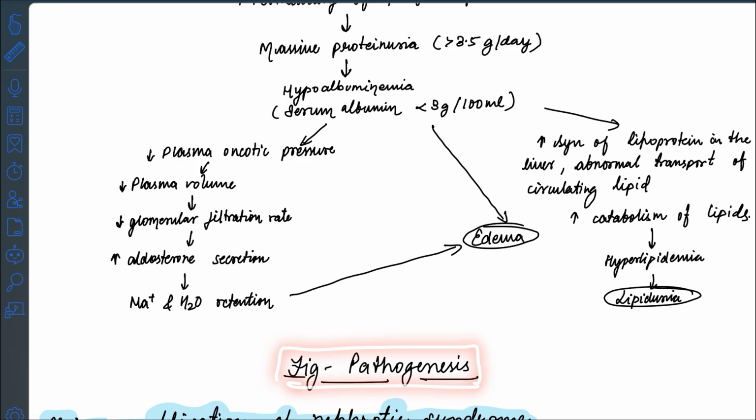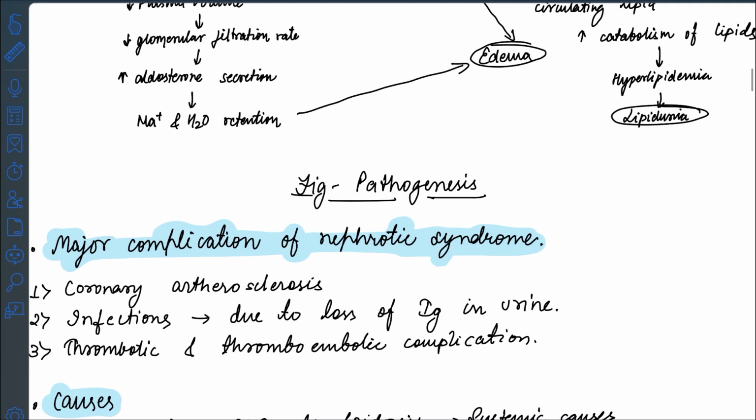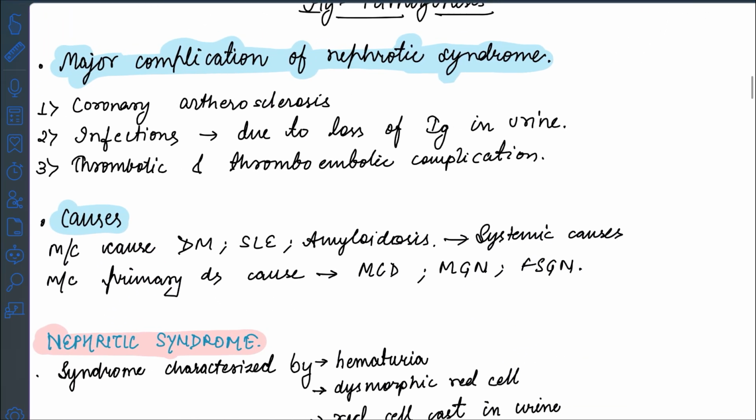So this was the pathogenesis of nephrotic syndrome. Now let's look into the major complications of nephrotic syndrome. I have mentioned the 3 major complications here. First, being coronary atherosclerosis. You can see that it is directly related to lipiduria.